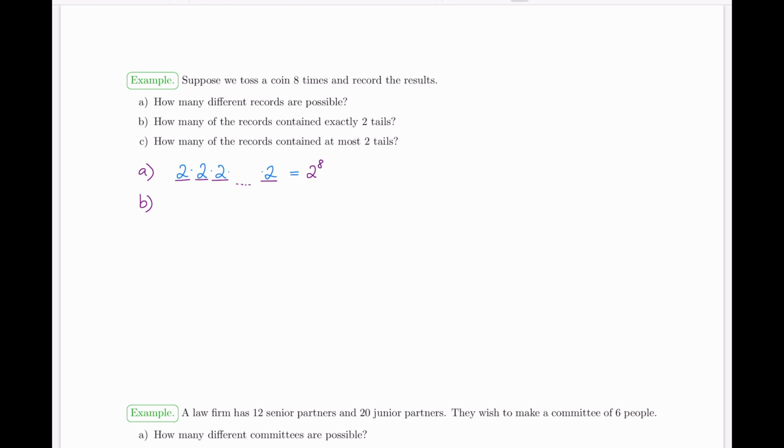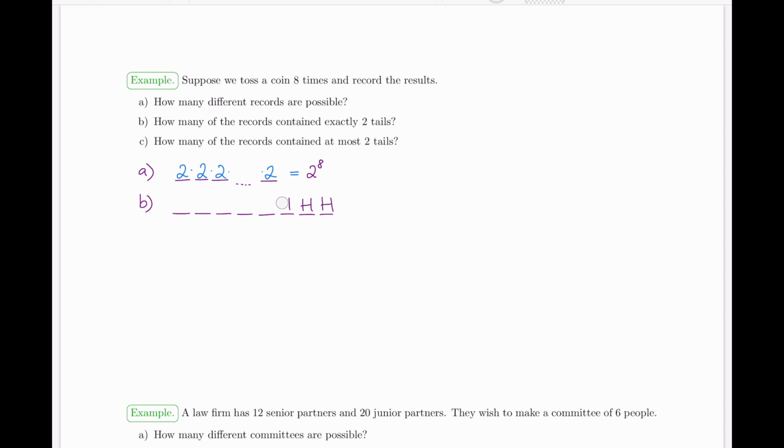What about how many of these records contain exactly 2 tails? So once again, let's think about my actual records. I am tossing the coin and I'm recording what happens, right? So for example, heads, tails, heads, tails, heads, heads, heads, heads. This particular record has exactly 2 tails in spots 2 and 4. But of course, tails can happen in any of the other spots.